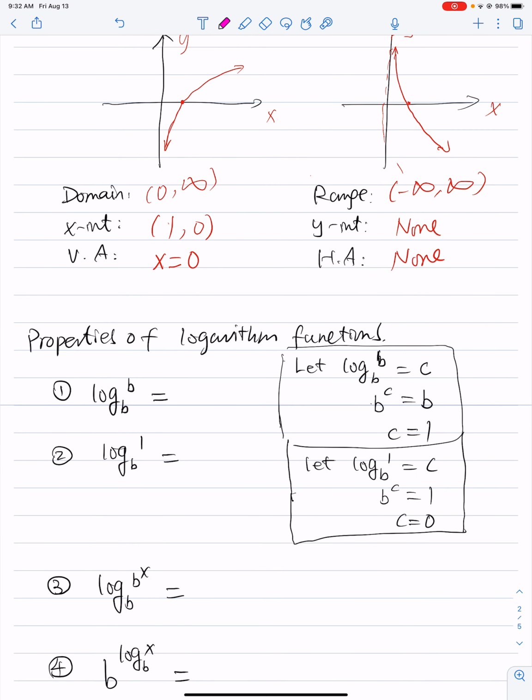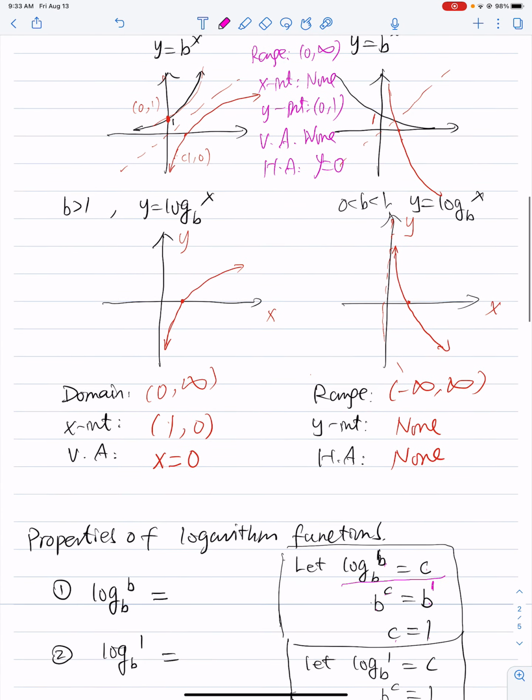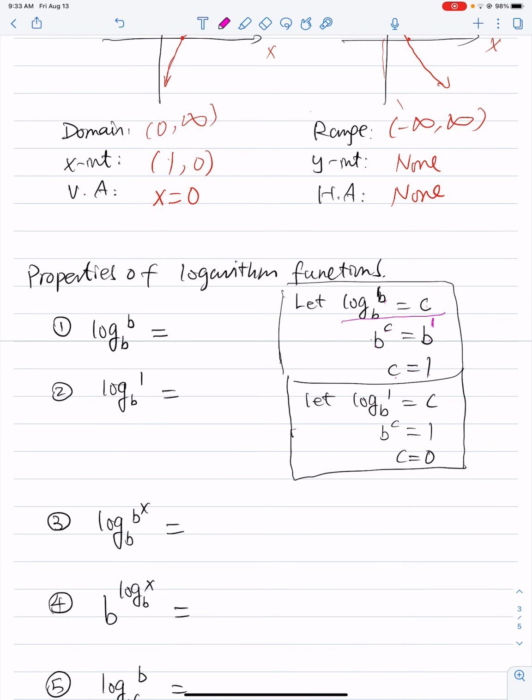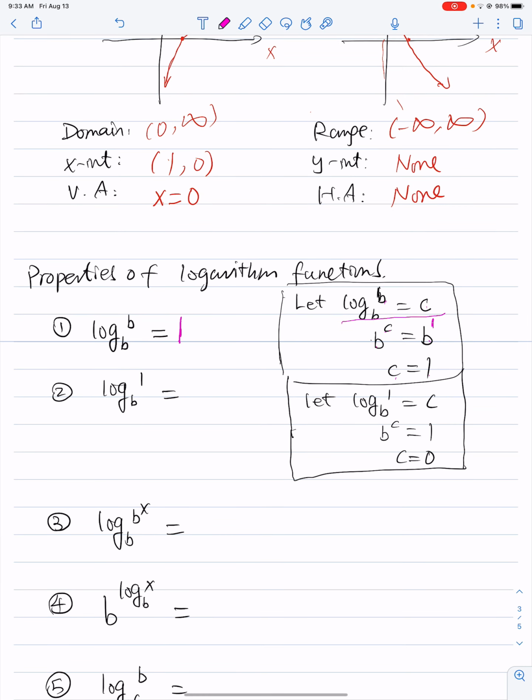Okay, so there are some important logarithm function properties. log_b b equal to c. So what will it be? This is the logarithm form. You keep the same base b, b to the c on the other side, and then b on the other side, yeah? So then what do you have? b to the power c equal to b to the power 1. Same base, then c equal to 1. So what does this mean? log_b b is always equal to 1.